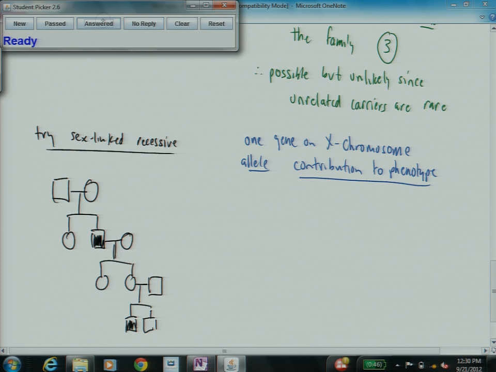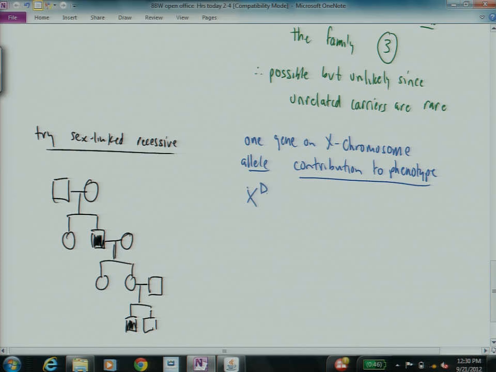X. So you said X big D. What do you want that to be? Normal or disease? So normal, dominant or recessive? Dominant. All right, cool. And then another symbol? X little d, and that's disease and recessive.